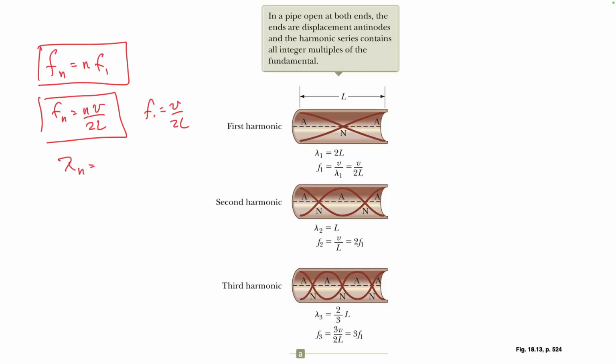Remember, lambda n was 2L over n. So that's exactly the same toolbox, which is nice. You don't have another toolbox to learn or memorize or figure out. It's the same as we had before. The key difference here, though, has to do with these boundary conditions. I keep harping on them.